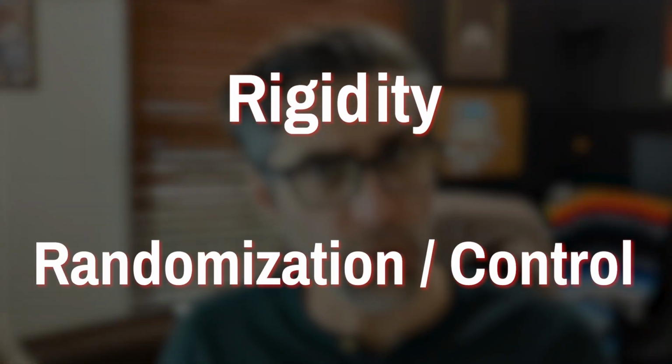I believe that there are two gradients, two spectrums we can use to analyze any given character creation structure in a role-playing game. The first of which is its rigidity, and the second of which is its randomization or control. So let's define these and see if we can apply them to some familiar examples.